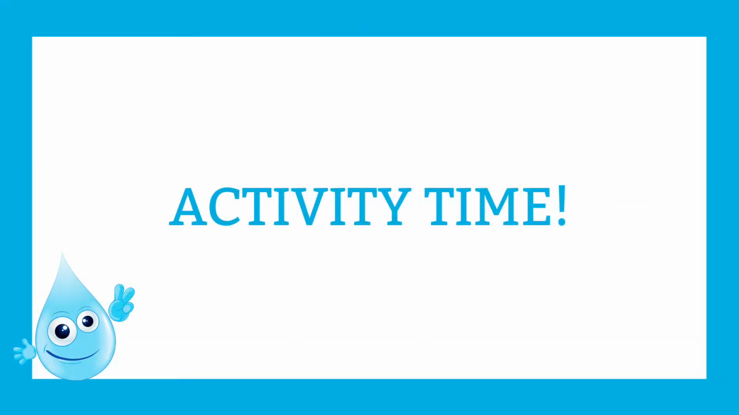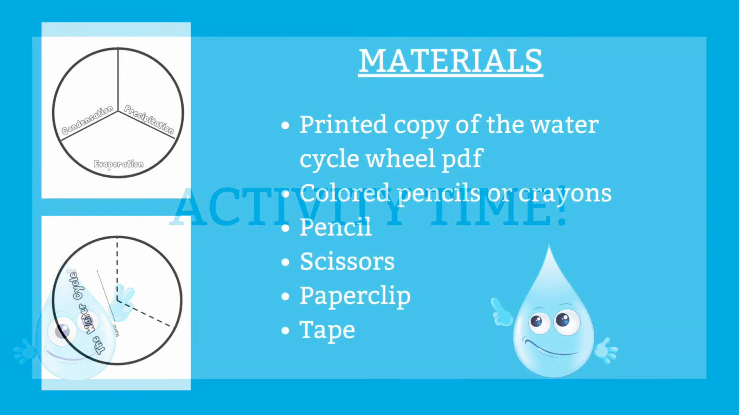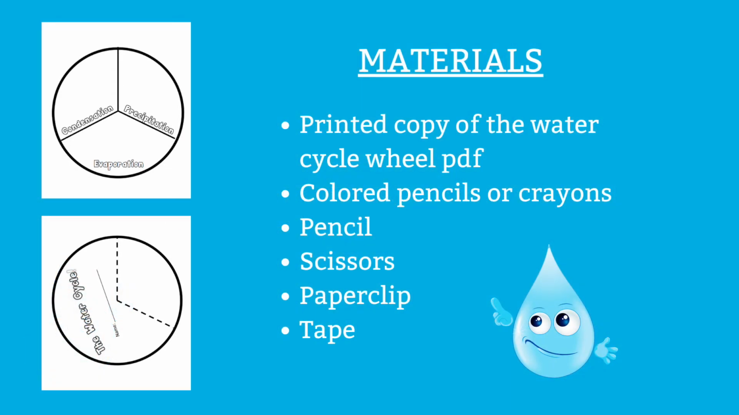After learning so much cool new information, it may be hard to remember it all. Let's create a tool together that can help remind us what the parts of the water cycle are, just in case we forget. Before you begin the activity, you're going to need some materials. You'll need a printed copy of the water cycle wheel, colored pencils, a pencil to write your name with, scissors, a paper clip, and some tape.